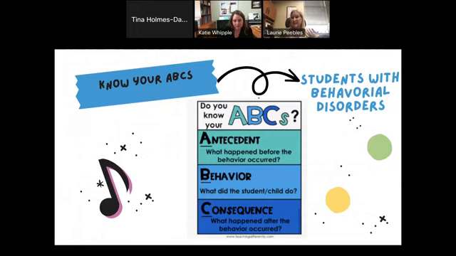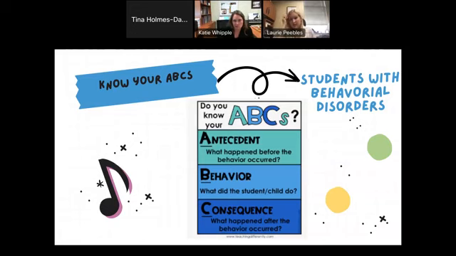We want to think about the antecedent. So what happened before the behavior occurred? I had a kid in band who would come into the classroom, he would be fine, and all of a sudden the band director would say our favorite saying, one more time. They would do it one more time, and the band director would say, all right, one more time, and then I would see the kid start to flip. And the behavior: I saw him push a stand once. I saw him just put his instrument away, and even throw his instrument on the ground.